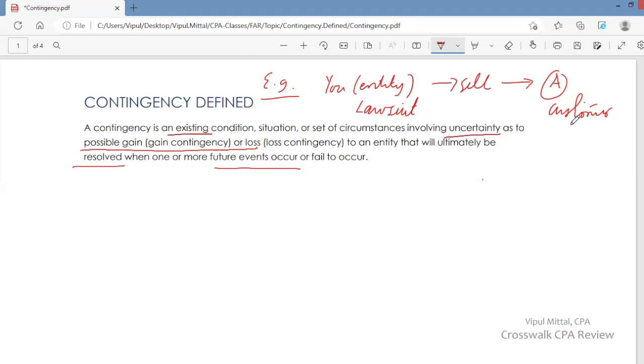All right. And this involves uncertainty. That is, you are not sure of the outcome of the lawsuit, whether you will win or lose. You are not sure of the amount of damages in case you lose. You are also not sure of the timing of judgment. So you are not sure regarding the outcome of the judgment, the amount of damages, and the timing of judgment in this example.